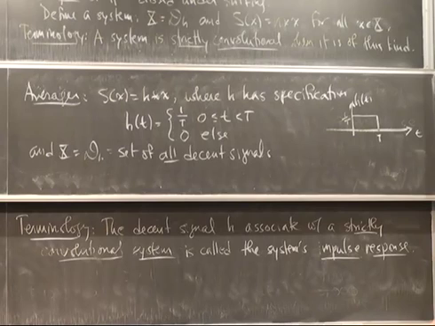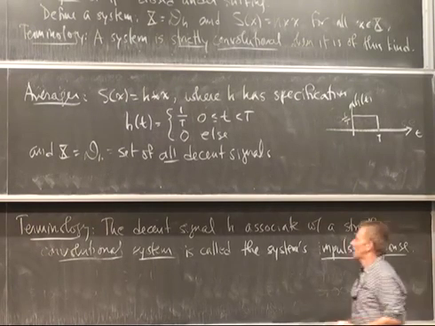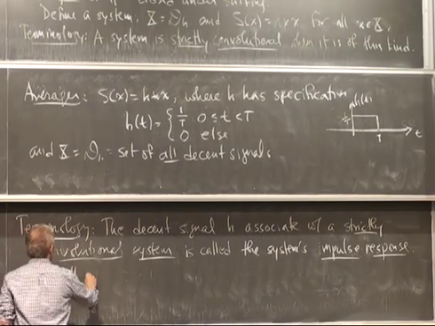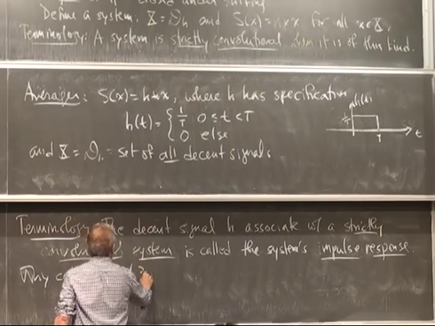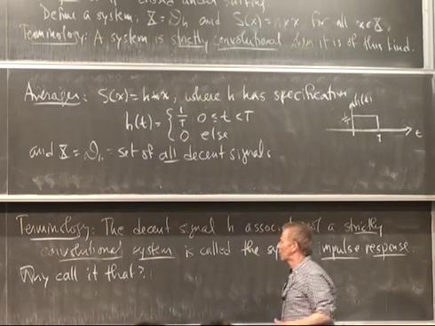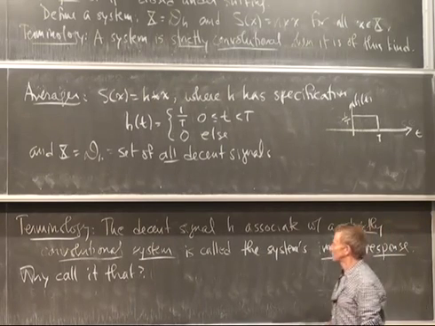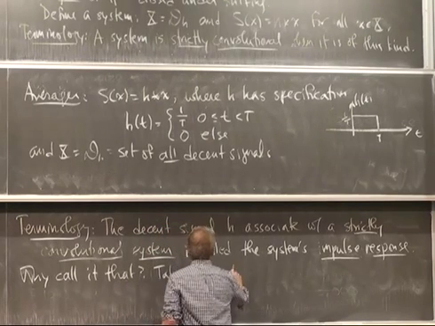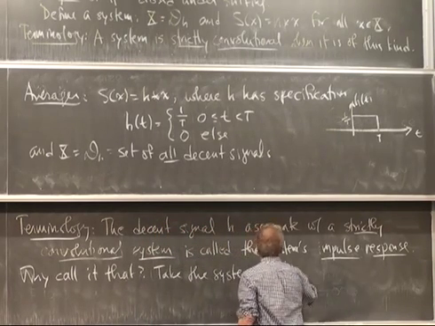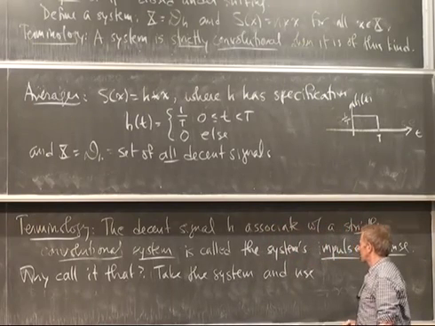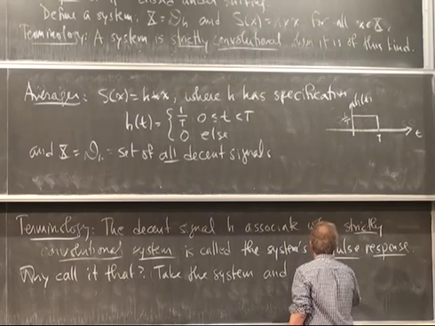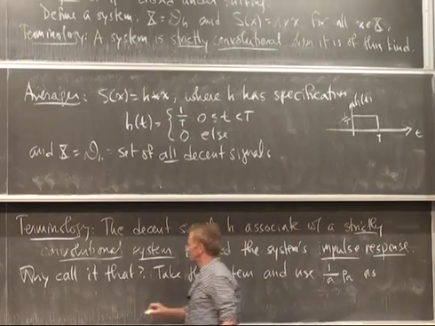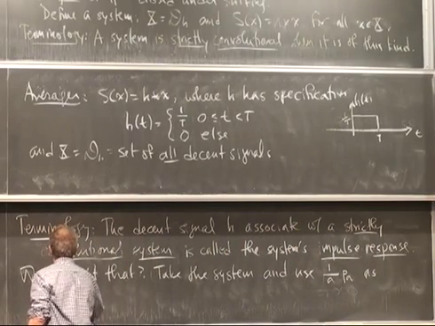But in continuous time, okay, why do we call it that? Why that name? So why call it that? Okay, so what I want to do is take a strictly convolutional system, and use the following as the input signal. It's going to be 1 over A times what I called PA as the input signal. So let me remind you what the PA was.